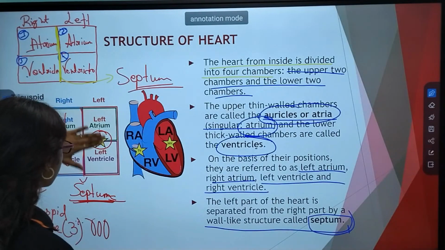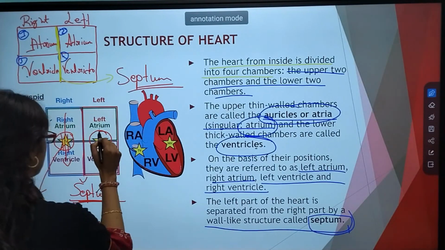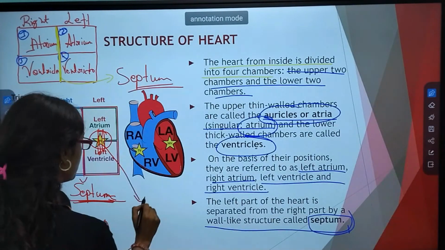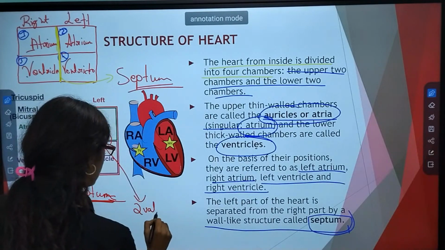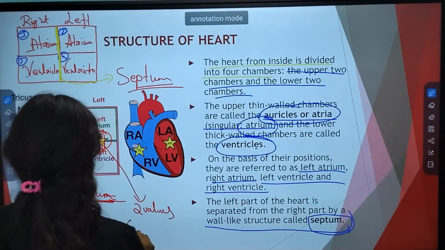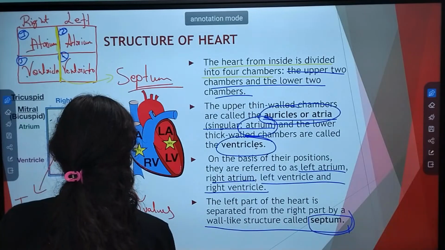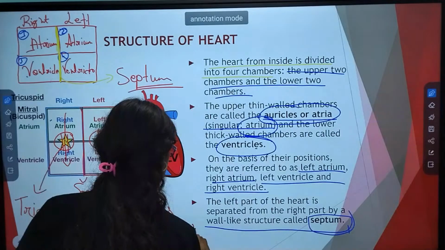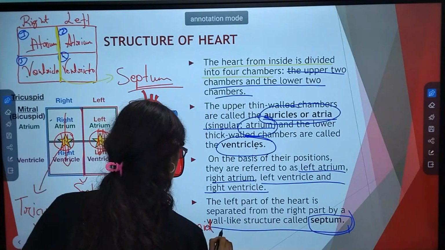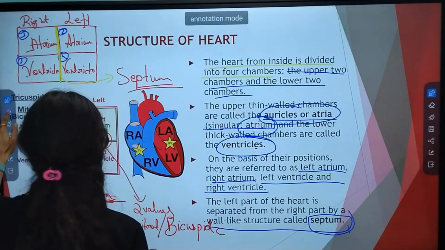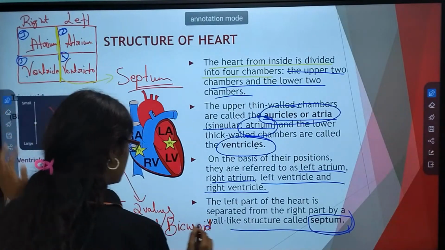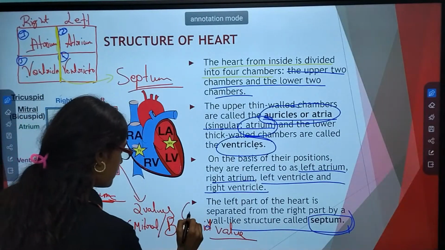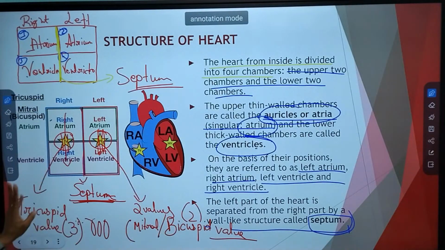Similarly, from left atrium to left ventricle, there are only two valves. And these are known as mitral. Another name is bicuspid valve. Bi means two, tri means three.